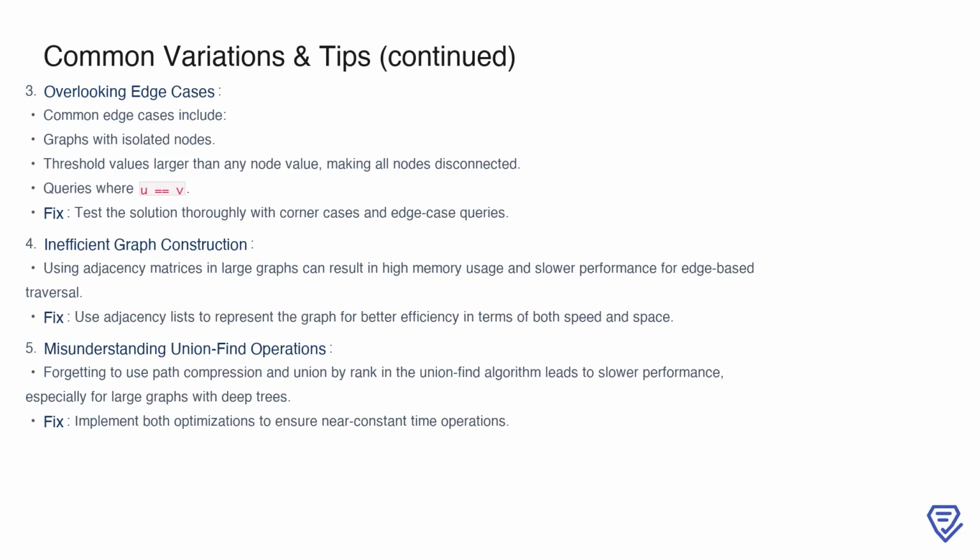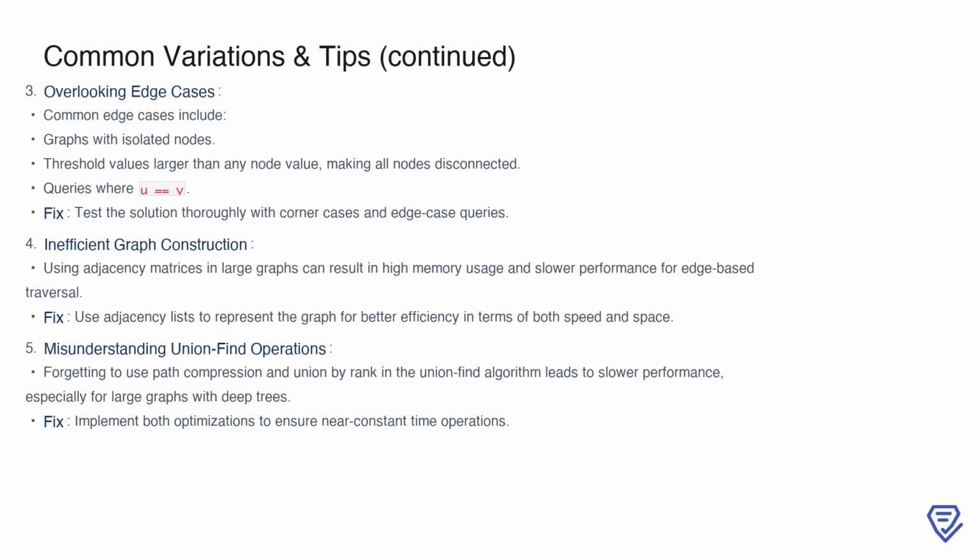Another challenge developers face is overlooking edge cases. For example, graphs with isolated nodes can behave differently than expected, or threshold values larger than any node value can make all nodes disconnected. Additionally, queries where u equals v might require special handling to ensure correctness. To prevent surprises, it's important to test your solution with a variety of corner cases.